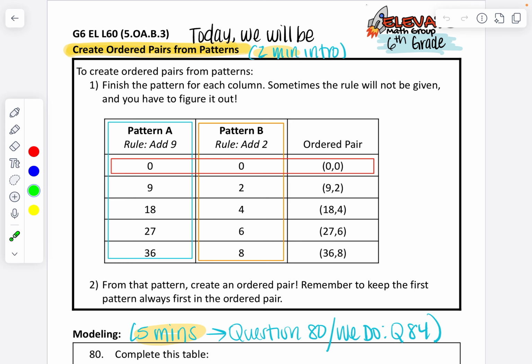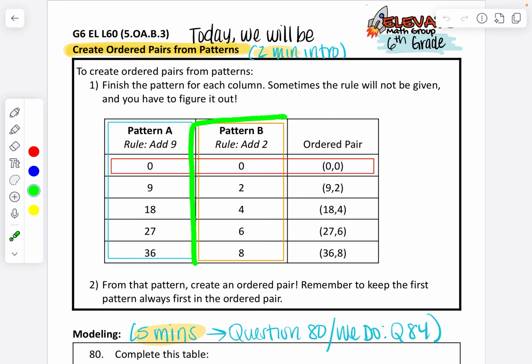So it says finish the pattern for each column. Sometimes the rule will not be given and you will have to figure it out, right? So let students know that columns go up and down. And so for pattern A, the rule is to add 9, right? So 0 plus 9 gives you 9. 9 plus 9 gives you 18, so on and so forth, right?